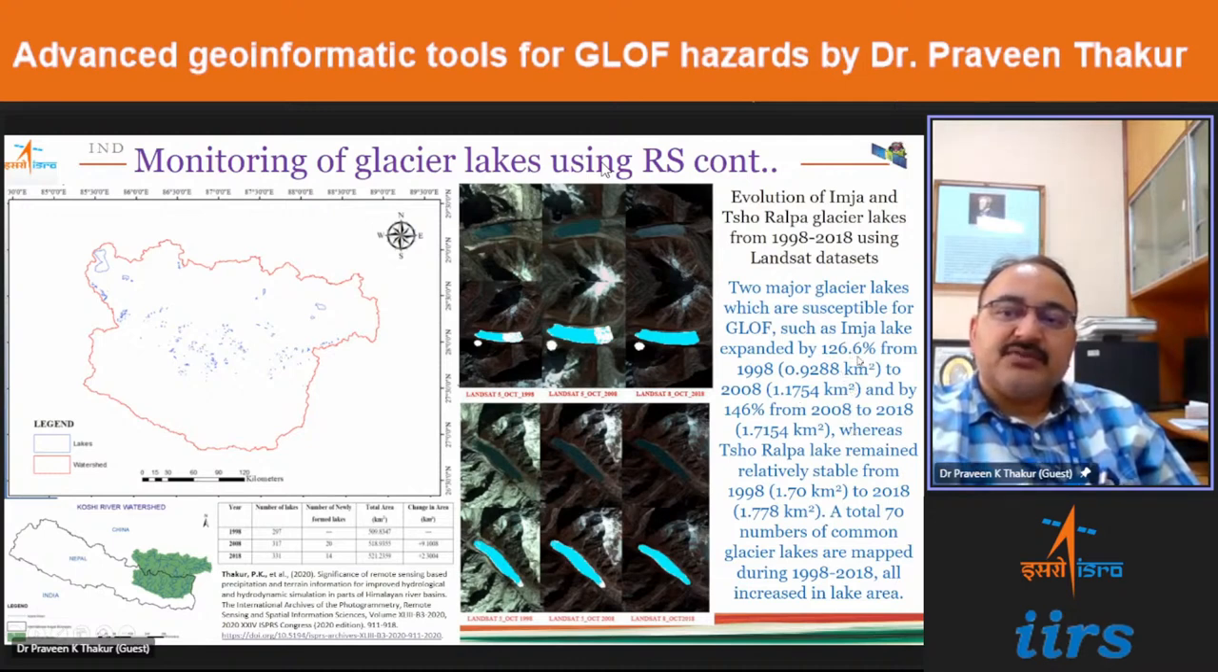For Imja Glacier Lake, the increase is 126% from 1998 to 2008, and at present, in 2018, it is 1.71 square kilometers. Just for comparison, the Gepang Glacier Lake area is 1 square kilometer, so Imja is almost double the Gepang Glacier Lake.